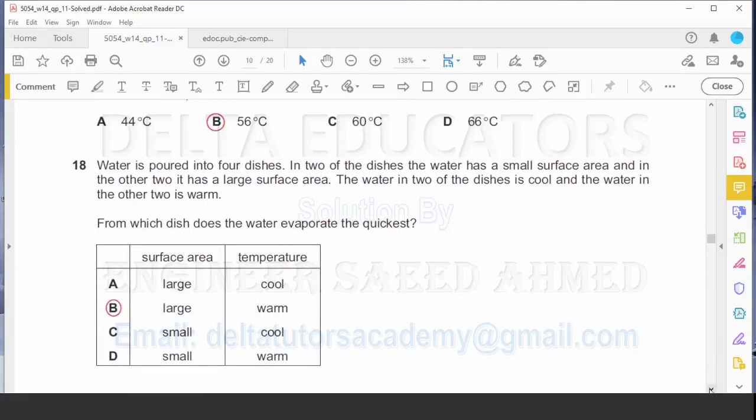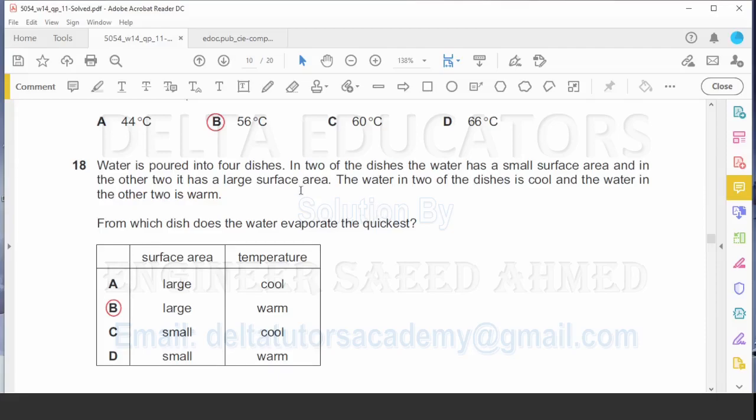Question number 18. Water is poured into 4 dishes. In 2 of the dishes, the water has a small surface area, and in the other 2 it has a large surface area. The water in 2 of the dishes is cool and the water in the other 2 is warm. From which dishes does the water evaporate the quickest?